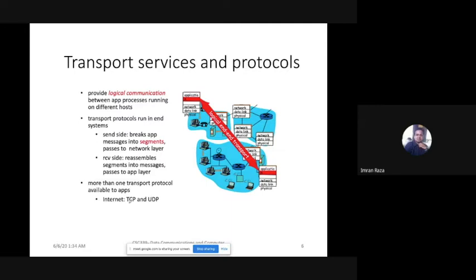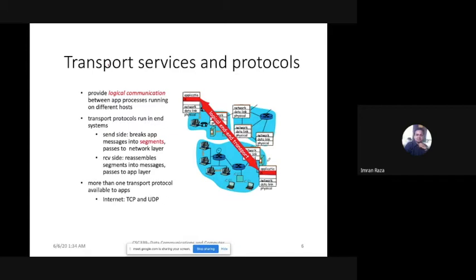So the transport layer provides us logical communication between application processes. Means there may be an application process running on this machine here, and the other application process is running maybe on another machine on the other side of the planet, right? So the job of the transport layer protocol is to provide logical end-to-end communication.